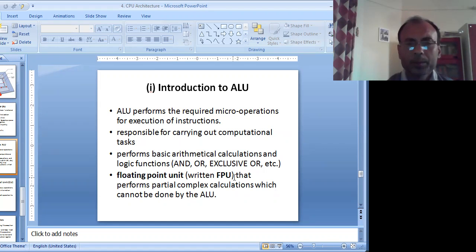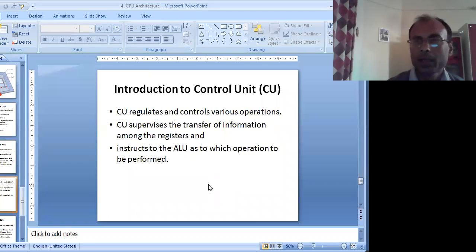Apart from the ALU, it has a separate floating point unit, FPU, that performs the complex calculations which cannot be performed by the ALU. So this is a little bit regarding the ALU. Now come to the control unit.